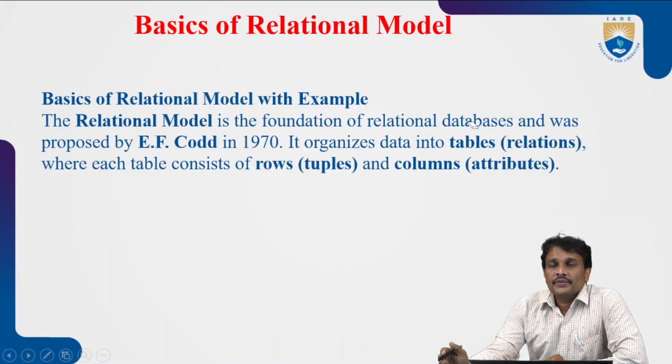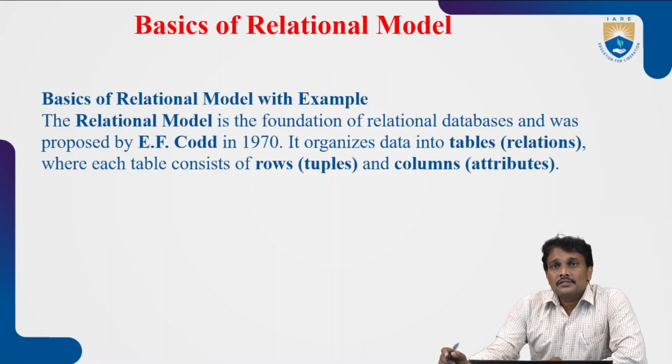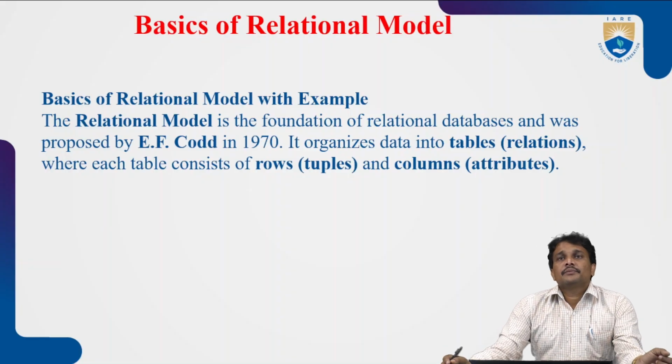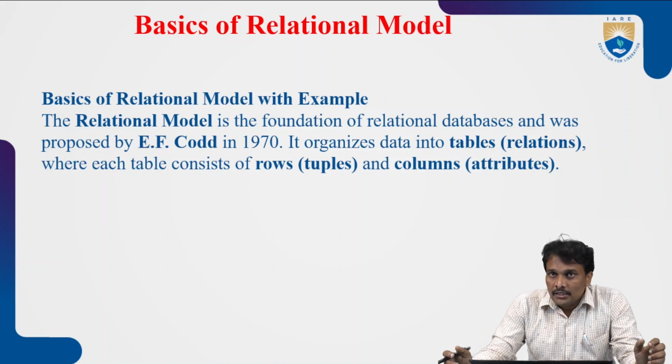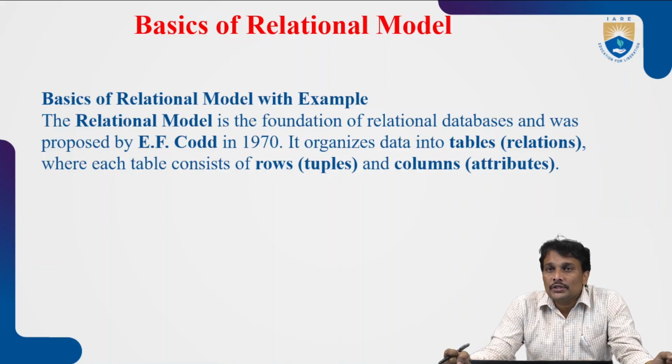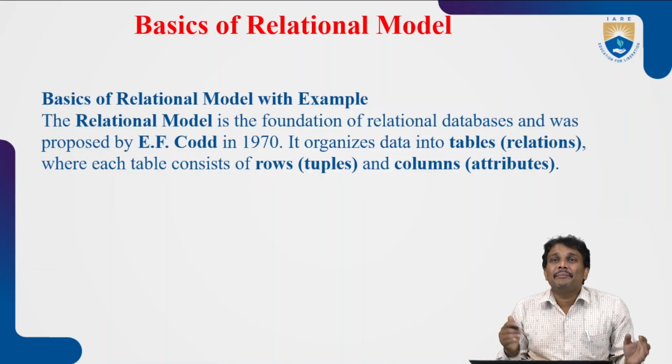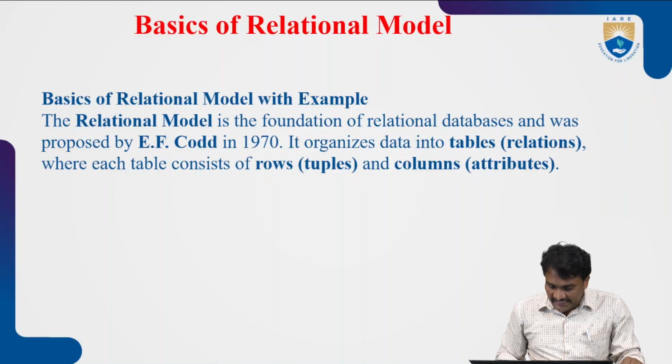or relations, where each relation consists of rows and columns. This is nothing but the relational data model. So simply, the data can be organized into tables, and each table consists of tuples and columns, and makes a relationship between them. This happens in the relational data models.